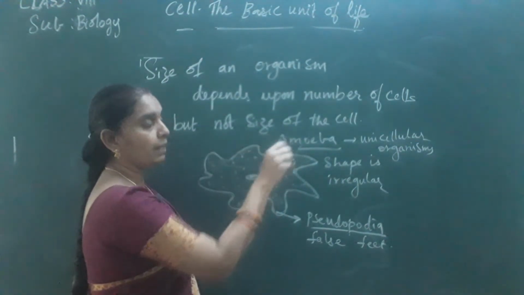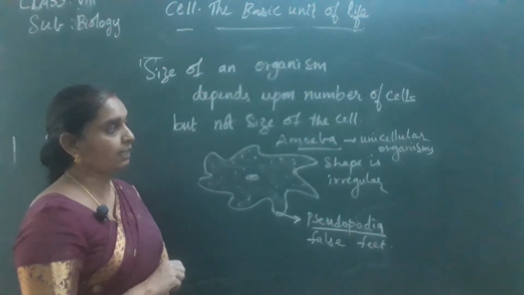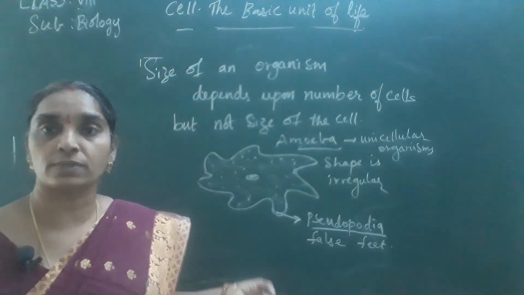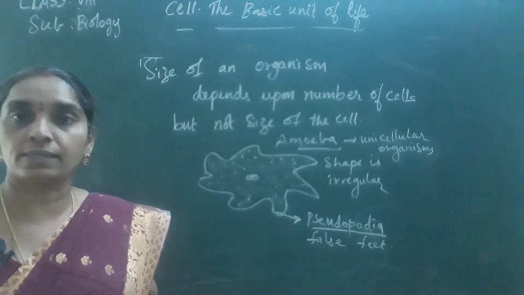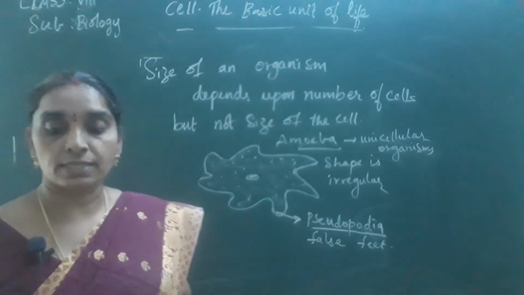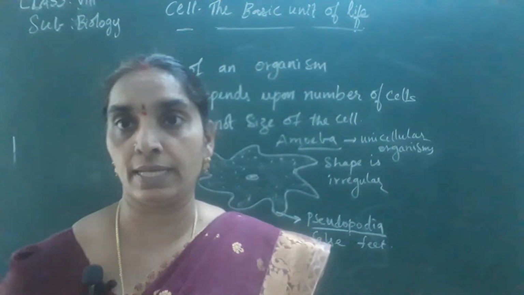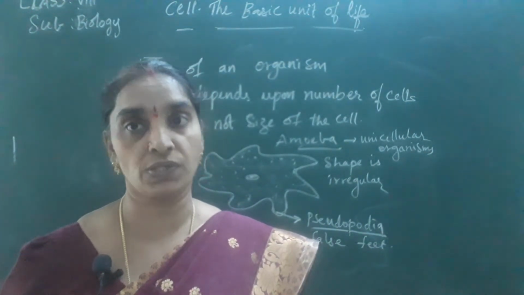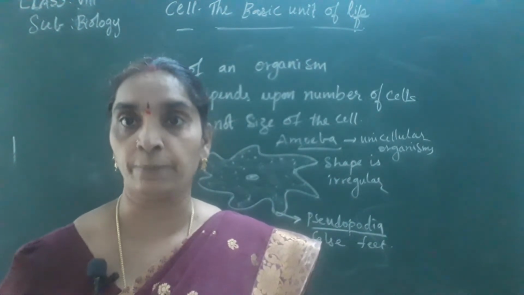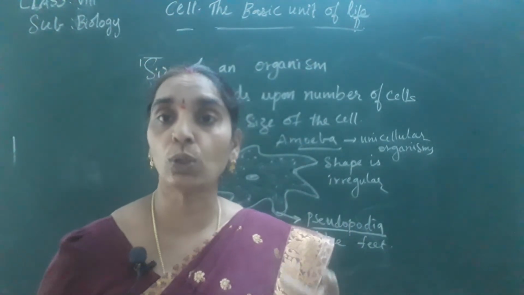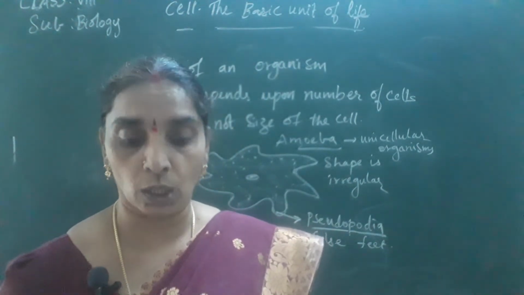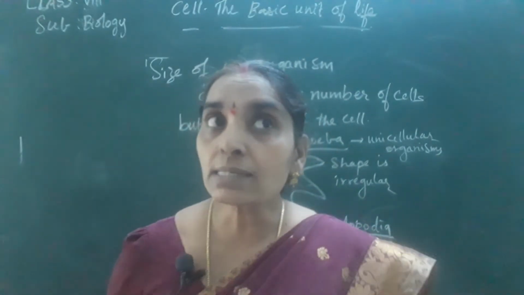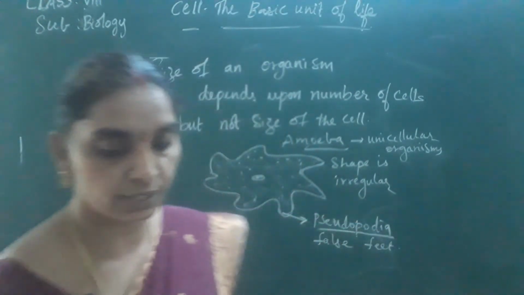The shape of the amoeba is irregular. Is it clear? And hence it's a unicellular organism, and all the life processes are performed by only a single cell in the amoeba. And the size of the cell varies from the minute microscopic organism to the largest ostrich egg. How does the size vary? It may be a millionth of a meter, or you can say it may be as large as a few centimeters also.